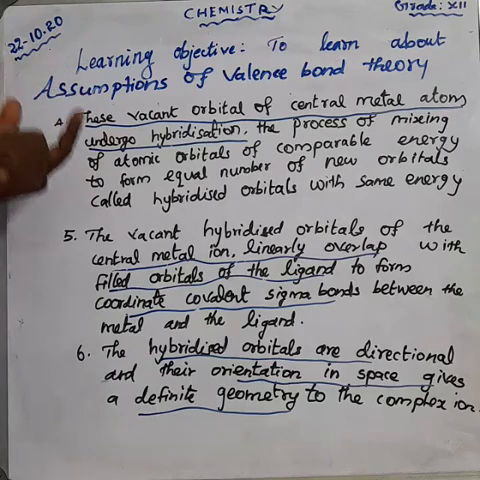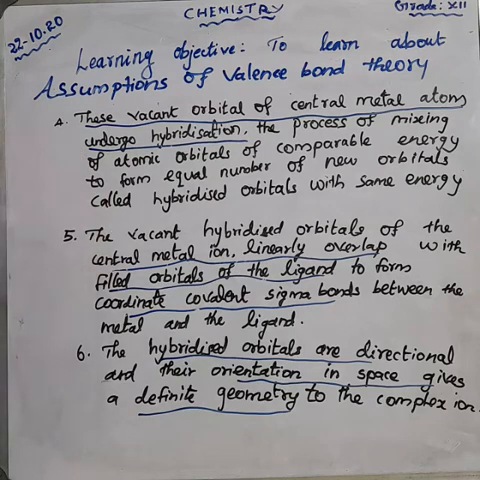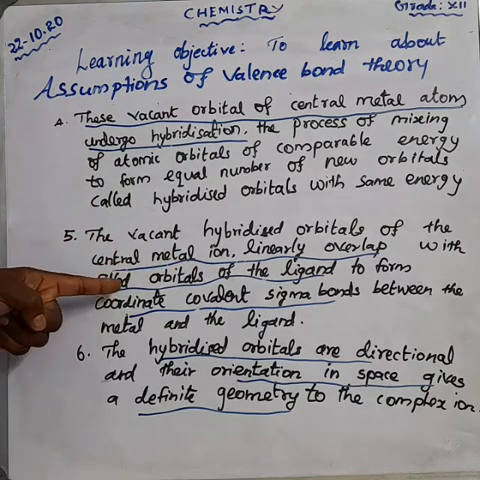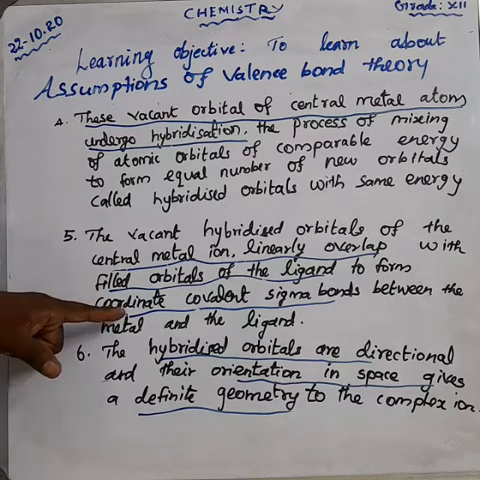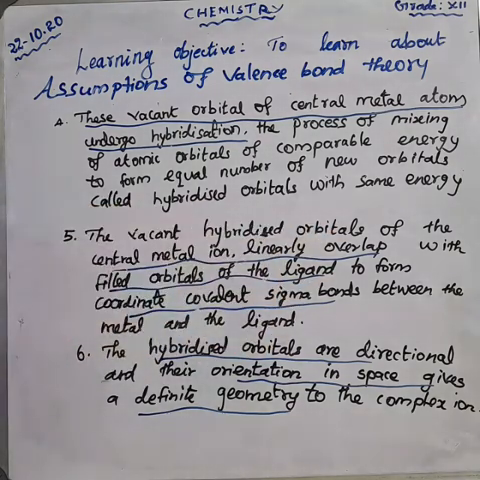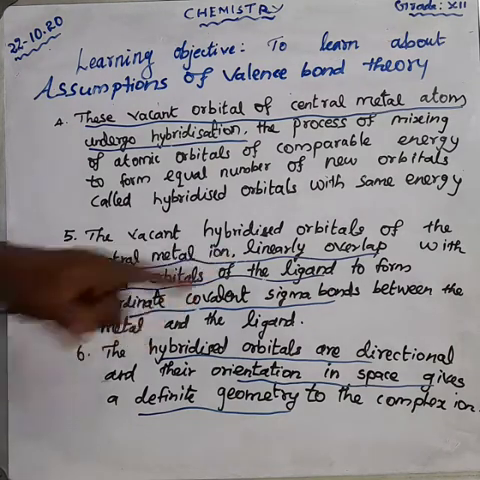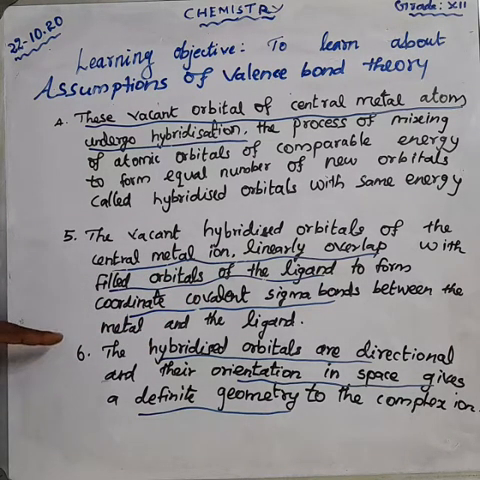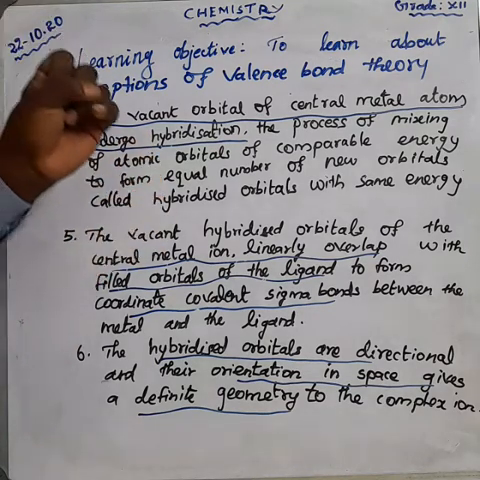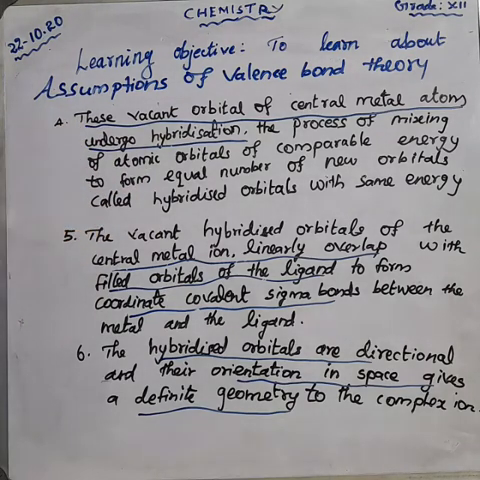Next, the 5th point. The hybridized orbitals of the central metal ion linearly overlap with the filled orbitals of the ligand to form a coordinate covalent sigma bond. Which bond? Coordinate covalent sigma bond. Next, the 6th point. The hybridized orbitals are directional in nature. Their orientation in space gives a definite geometry. As per the coordination number and the hybridization, we get a definite geometry for the complex ion.